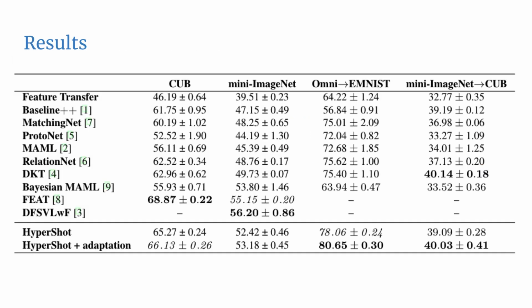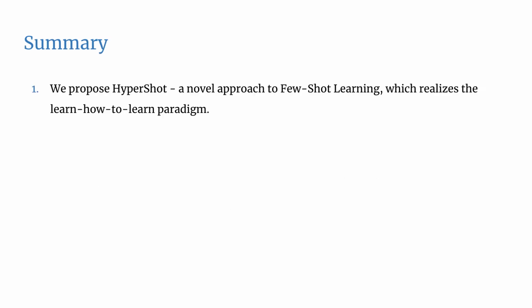We tested our HyperShot method on a wide range of benchmarks. On this slide you can see the results on the 5-way 1-shot task on the CUB and mini-ImageNet datasets, and also in the cross-dataset setting, where the meta-training was done on datasets like Omniglot or mini-ImageNet, and the meta-testing on different datasets. We observed that HyperShot achieved state-of-the-art or comparable accuracy on all of these tasks, especially the cross-dataset ones. Considering the 5-way 5-shot task, the overall results were similar.